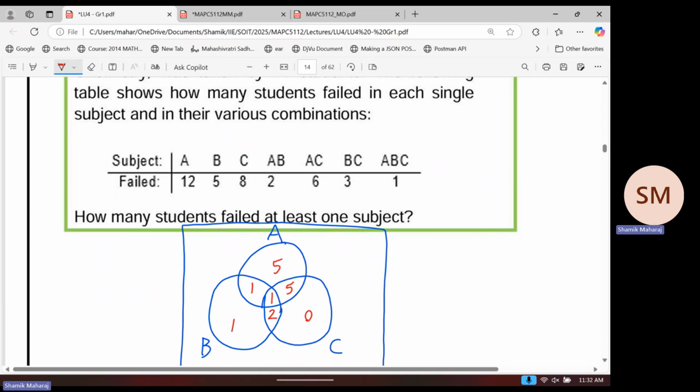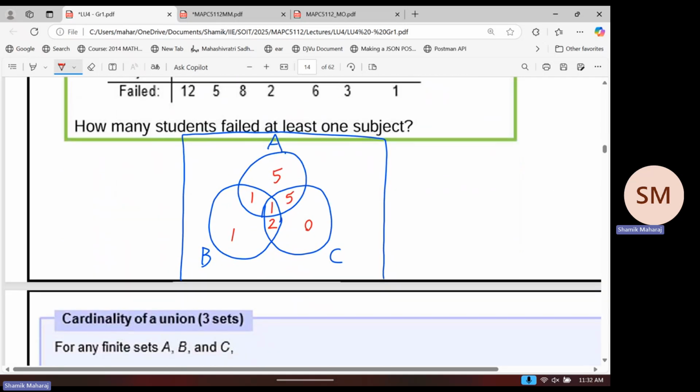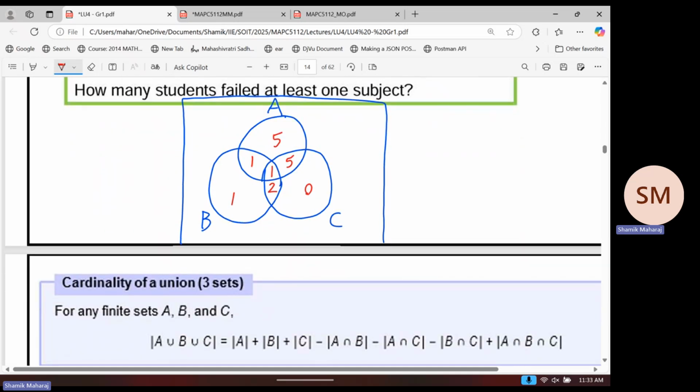But we only worried about how many failed. So you can include that if you want to. So how many failed? It's a very bleak question. I'm not worried about the passing students, unfortunately. So how many failed will be you just add up all these numbers in here and you'll get how many failed at least one subject. So just add all these up. So let's start doing that. We'll say 5 plus 1 plus 1 plus 5 plus 1 plus 2. What's that? 10, 11, 12, 13, 14. I'm getting 15. So 15 failed at least one subject.